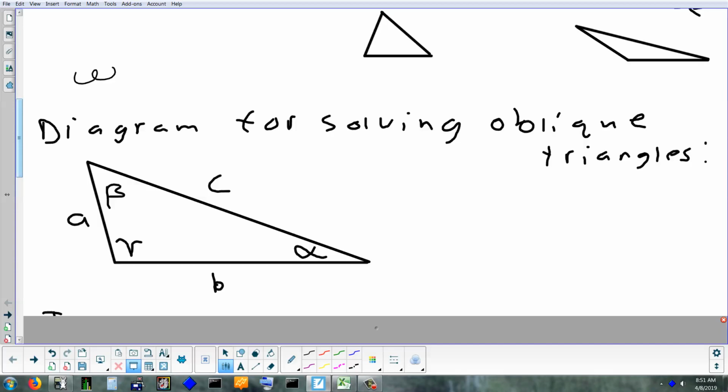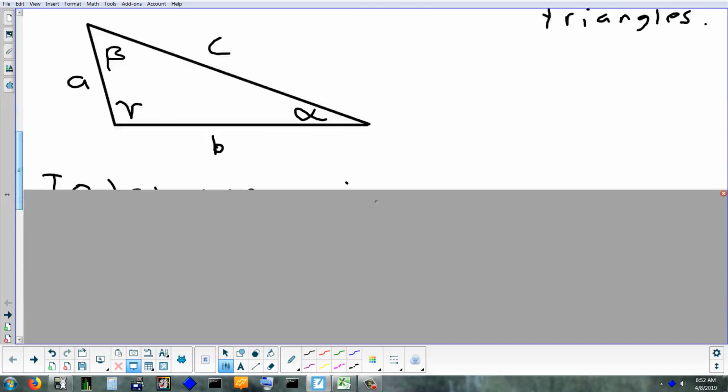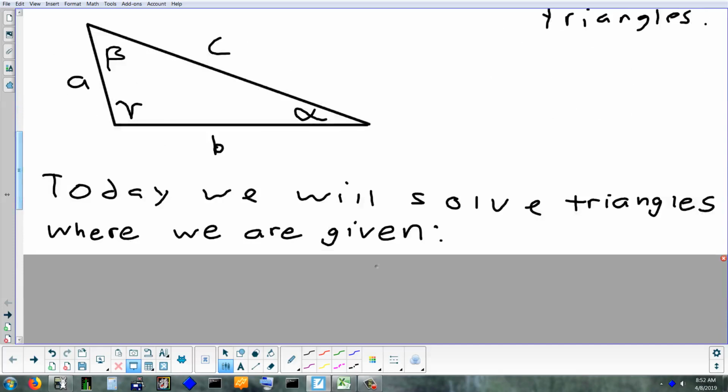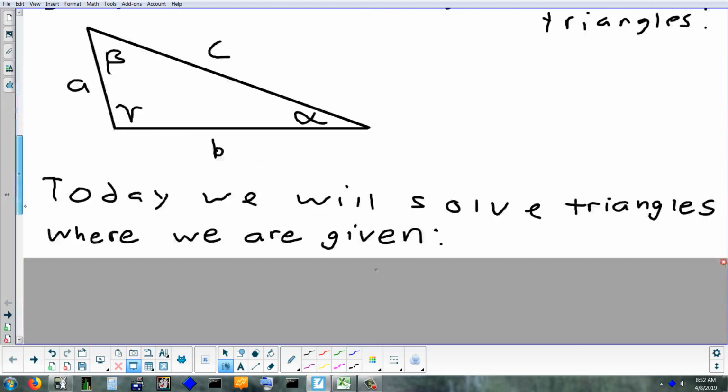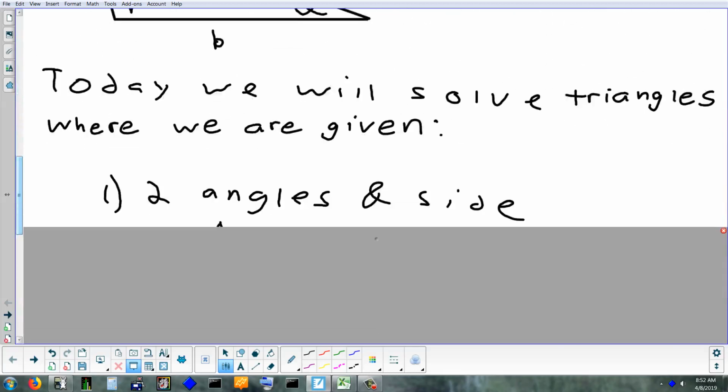All right, so we got our diagram, and every problem I give you, I'm always going to give you 3 out of the 6 things. Which 3 out of the 6 things I give you in that diagram is going to control whether you use the law of sines or the law of cosines. So I'm going to show you the kind of information I'm going to give you today. This is going to be for law of sines, because that's the title. If you are given 2 angles and a side, that is a problem where you always use law of sines.